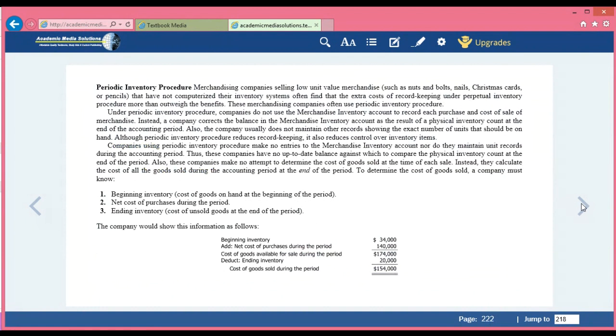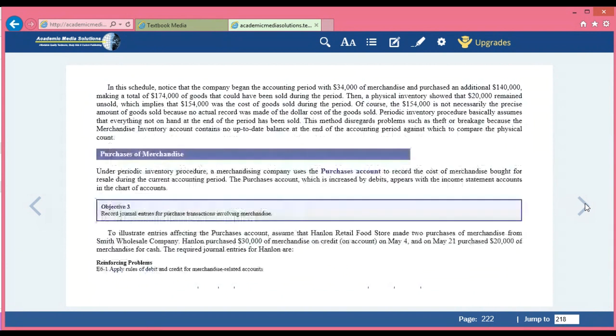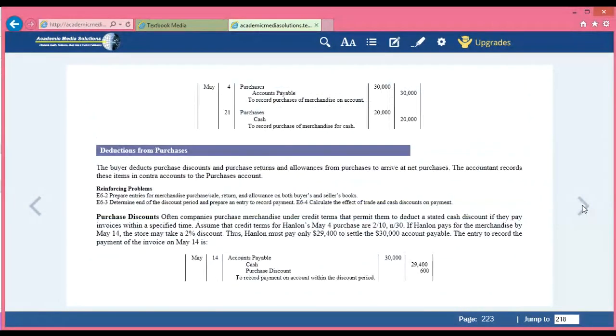All right, let's see. Let's go to the entries first. When you have a periodic inventory system, that is, you don't have an automated system, when you, the wholesaler, buy from the manufacturer, you're going to debit an expense account called purchases, credit accounts payable.